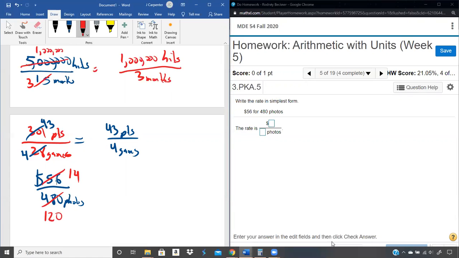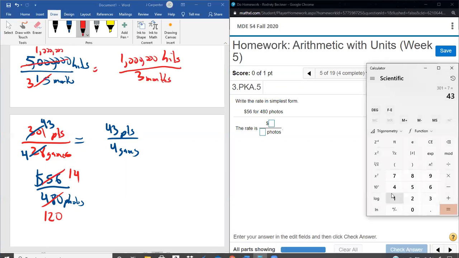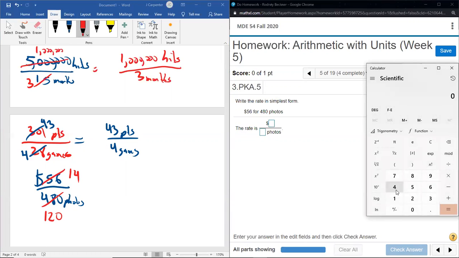And maybe you don't trust yourself, or maybe you don't trust me at this point, because maybe I'm fooling you, or maybe I made a goofy little mistake. So you can check with calculators. Nobody's stopping you in here on that. It's the only math class you'll ever hear me say, I don't mind calculators. So 120, because this is math for the real world. So we got $14 for 120 photos.